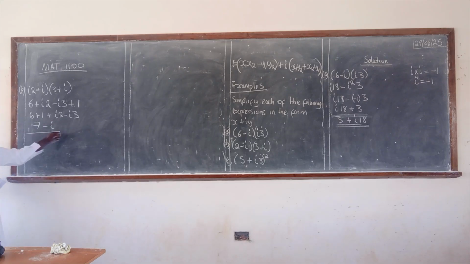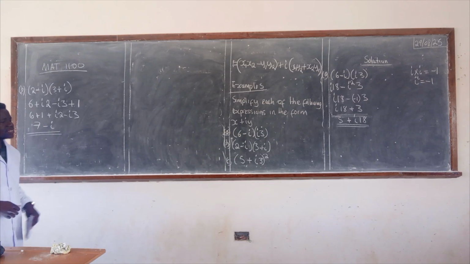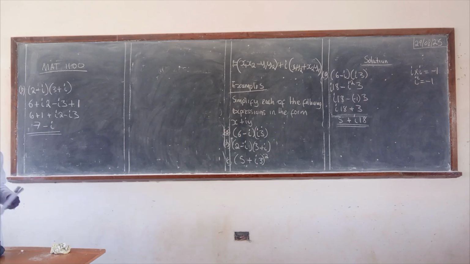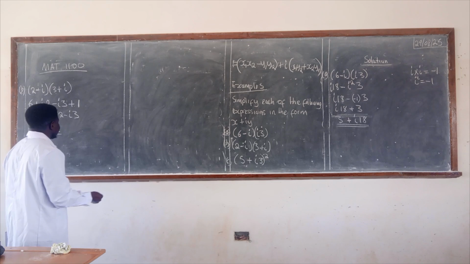So that is it. We have multiplied those two complex numbers there. So let us now try out the last one. I hope we're all in the same line here. Let's try the last one now.